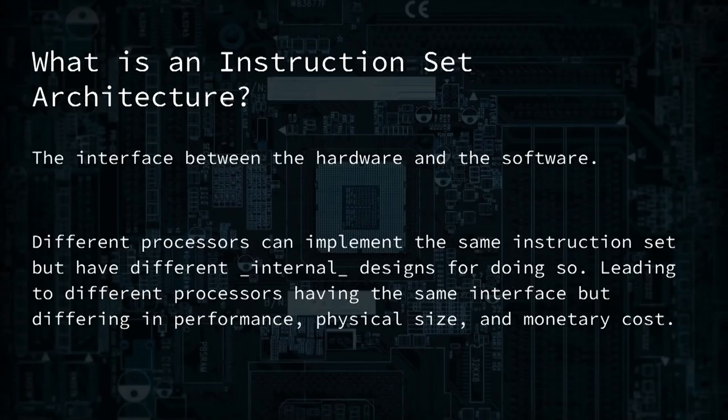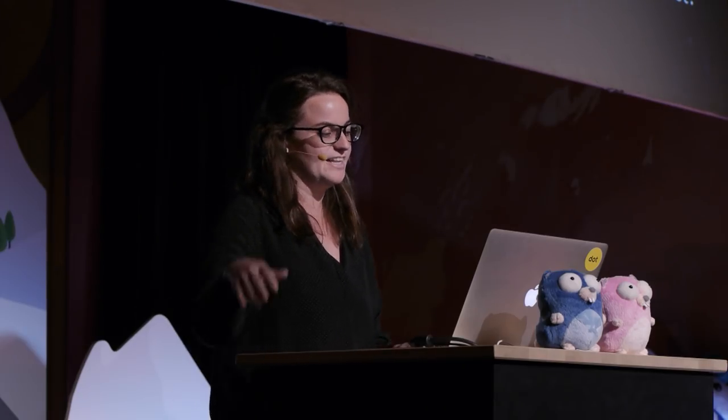But first, let's go over some of the differentiating factors of instruction sets. Different processors can implement the same exact instruction set. So you can have AMD and Intel both implementing x86, and then ARM will implement ARM and stuff like that. So it's just that interface that you can use, which is cool. And then depending on the vendor, you're going to get a different size, it will cost a different amount of money, blah, blah, blah.